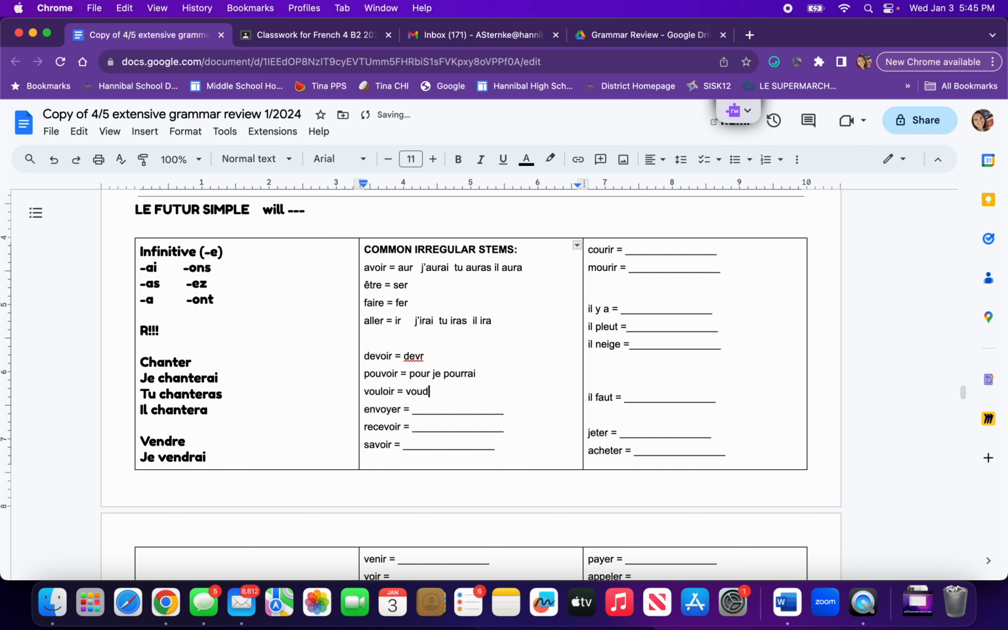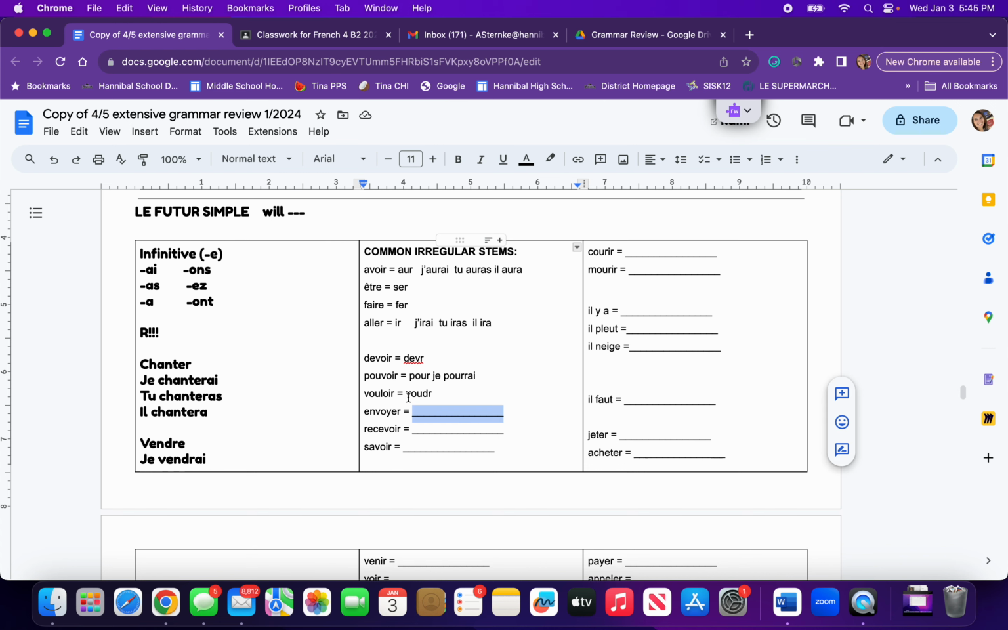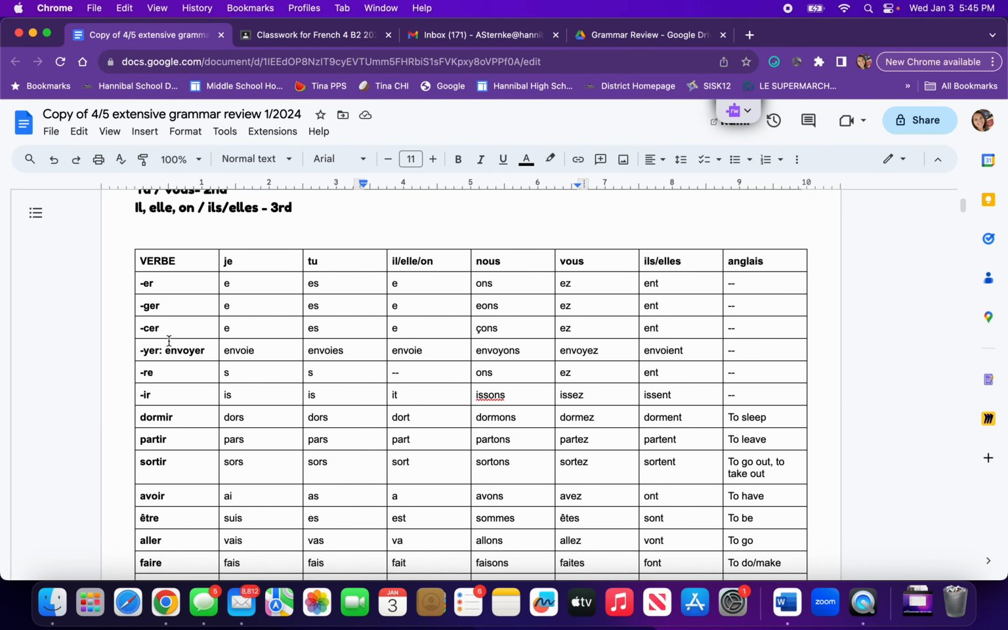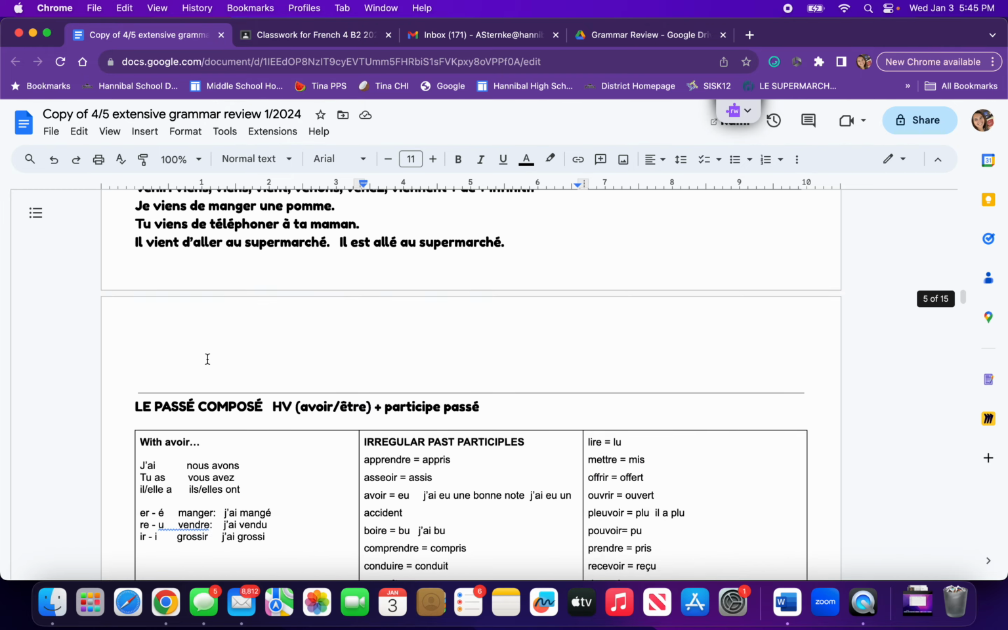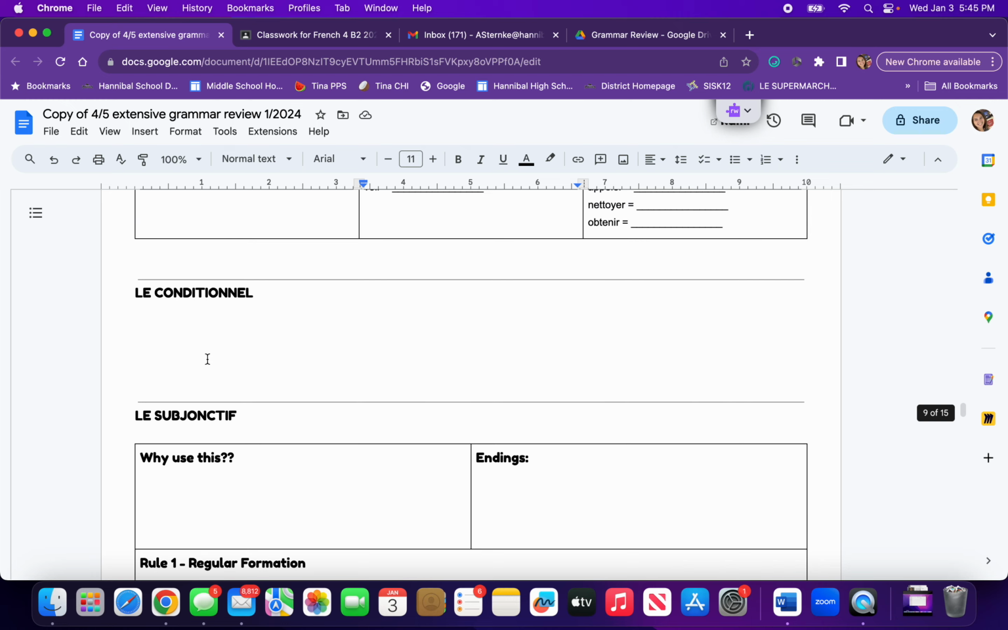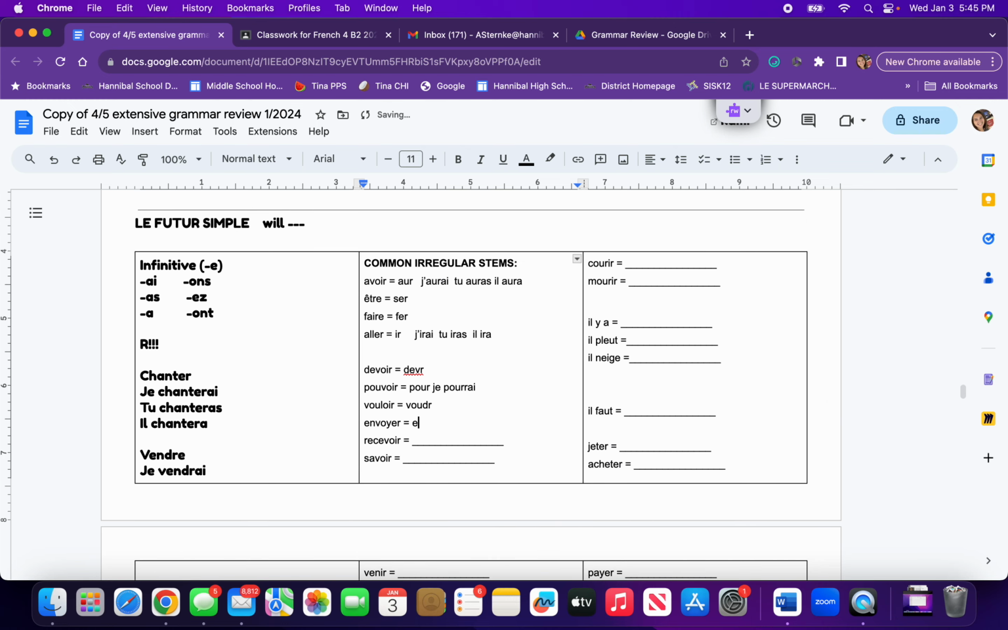Vouloir is VOUDR. Okay, you just have to know these. Okay, so I would like this to happen. Je voudrais that you know these. I would like for that to happen. If it had, these are in a weird order. If it had something weird about it back here in the present tense, so like the YER became I, if it had something weird about it in the present tense, that weird thing becomes the future root. So ENVOIER is going to be the future root of that one.